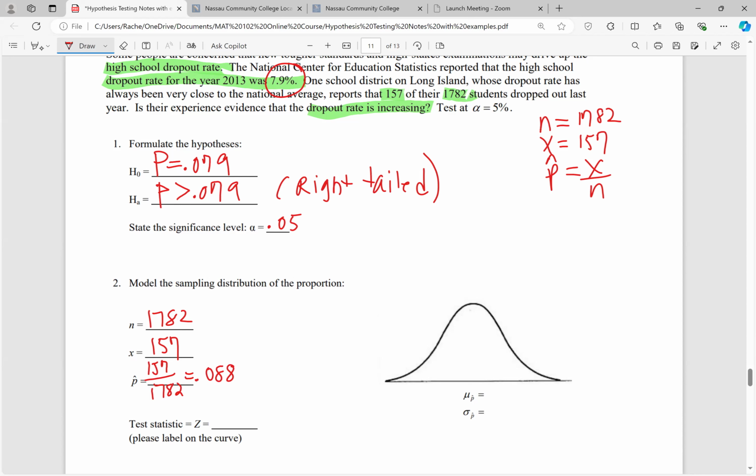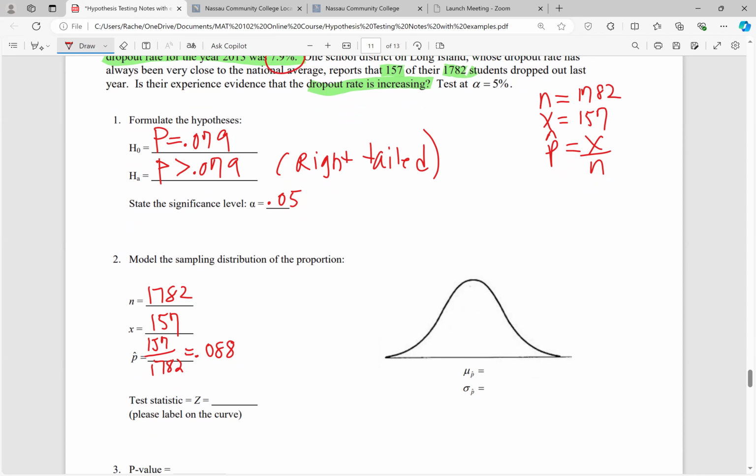That is higher than 7.9%. But remember, we can't just end the test now and be like, yep, we won. That's enough evidence. The dropout rate's increasing because I took one sample and the dropout rate is higher. It doesn't work like that. That could have just been a fluke or just due to chance. We need to use probability and look at the p-value to see how likely it is that we're getting these results just due to chance. So let's model the sampling distribution of the proportion. So we said it's going to follow a normal distribution. Here's my normal curve.